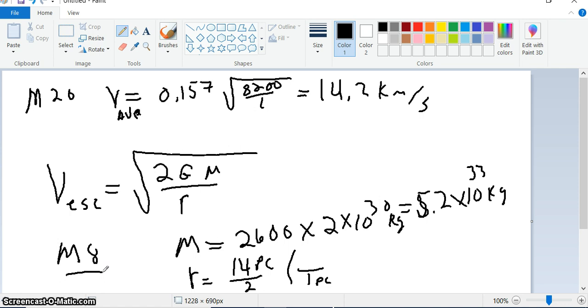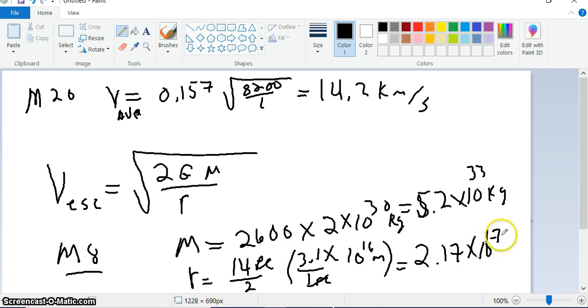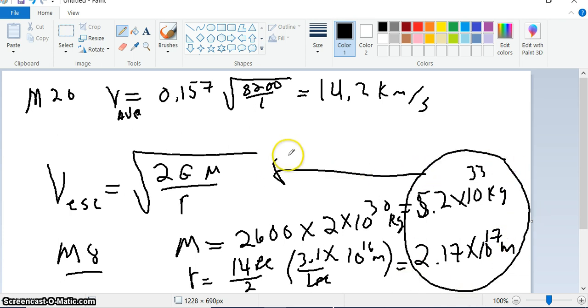Anyhow, in 1 parsec there are 3.1 times 10 to the 16th meters. This is a good approximation. So you just multiply 7 times 3.1 times 10 to the 16th, the parsecs cancel, and that gives us 2.17 times 10 to the 17th meters. So these two numbers you put in for M and for R.